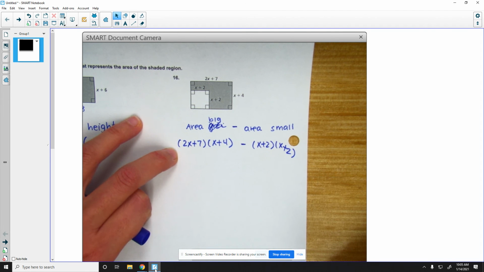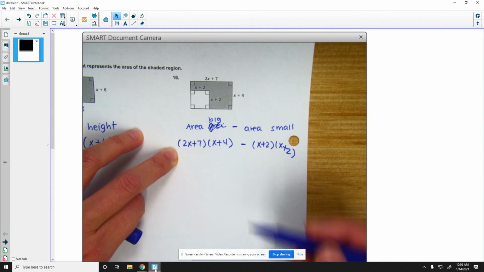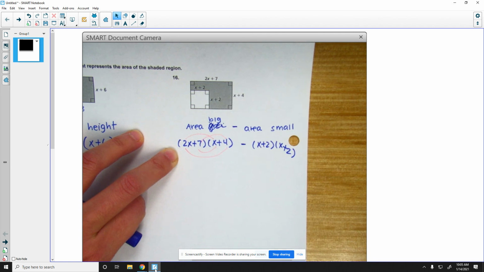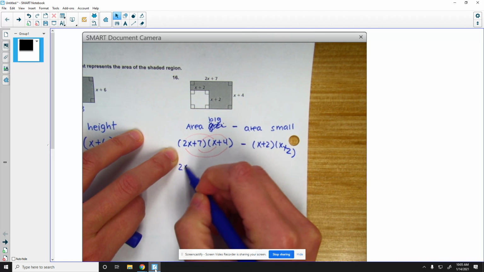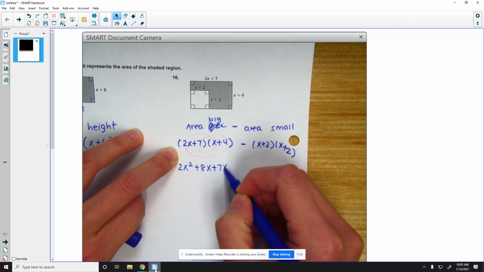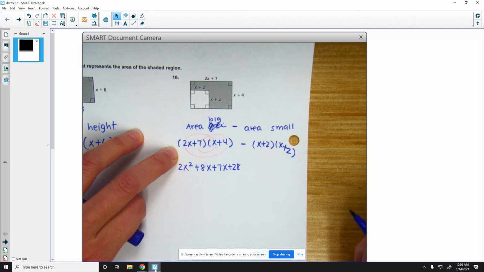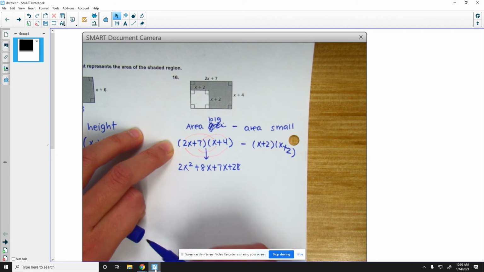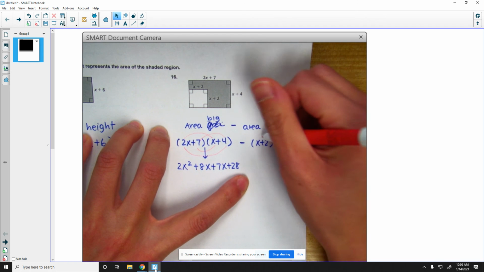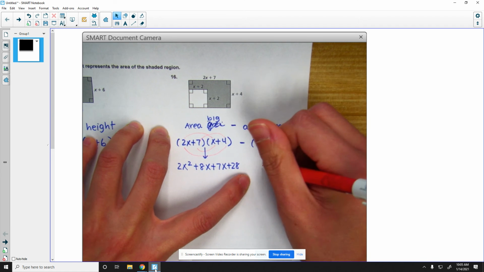Now, this is where I'm afraid some of you are going to make a mistake when you subtract. So let's FOIL this first, okay? So if I FOIL or distribute or box method, go ahead and do that. And then go FOIL the second thing.